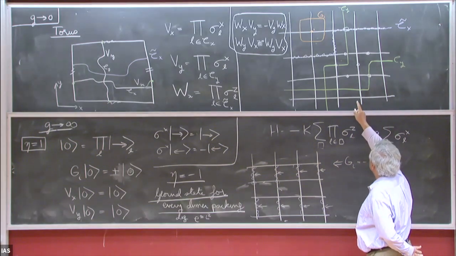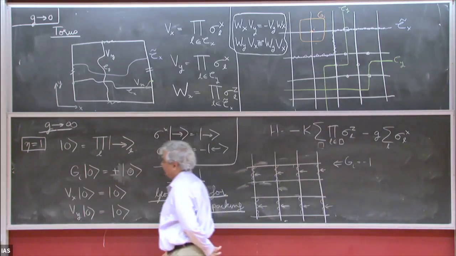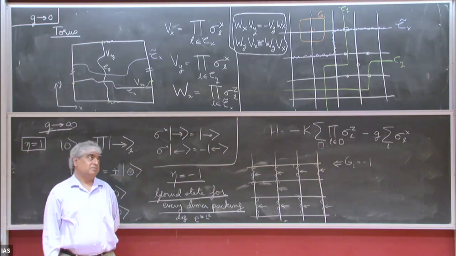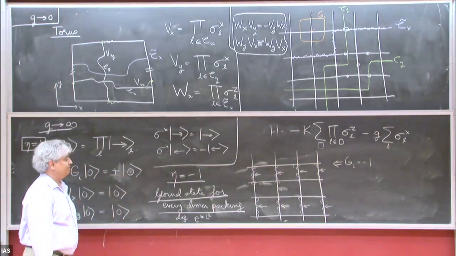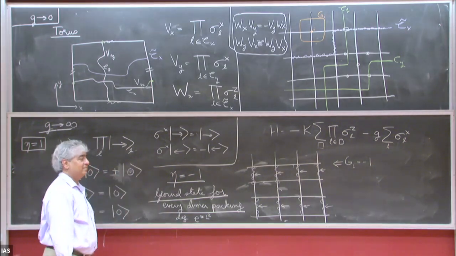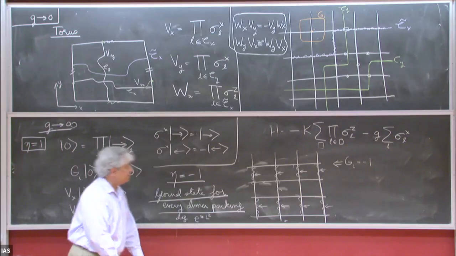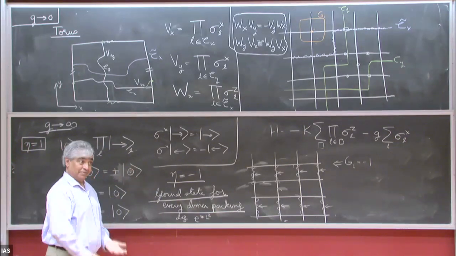There were 2 L squared qubits, one for each side of the lattice. And so I have 2 to the 2L squared degeneracy. This is a much smaller degeneracy, but still it's extensive. Okay, so I've gotten rid of many states by going to dimer packings, but I still have to do something better.